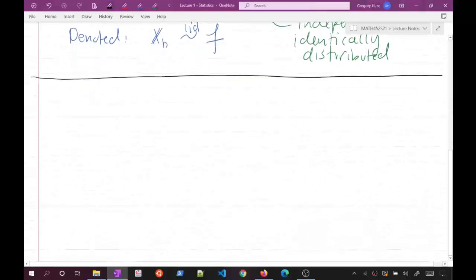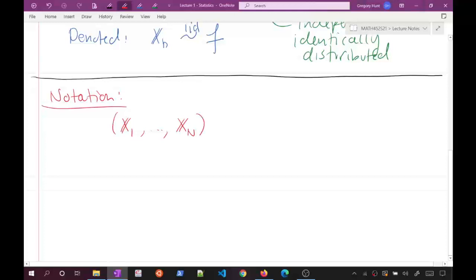There's some notation here that we should clear up. The notation I'm using, my blackboard bold X's, X1 to X sub n, these are my random variables. I could put parentheses around them to make them a vector. This would be a random vector or a multivariate random variable.